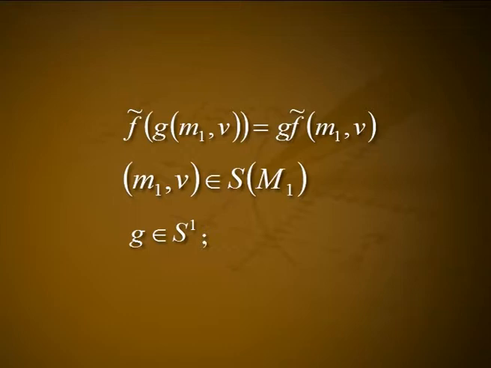Moreover, since df is an orientation preserving isometry at each point, f tilde of g(m1, v) is equal to g f tilde of (m1, v) for all (m1, v) element of S(M1) and g element of S1. That is, f tilde composite g is equal to g composite f tilde for each g element of S1.